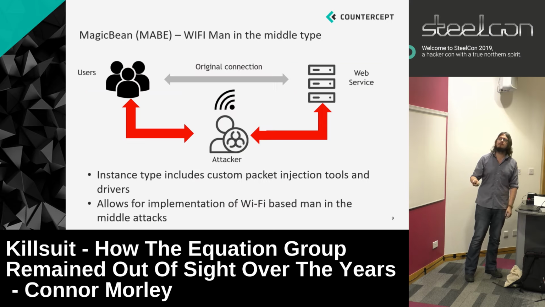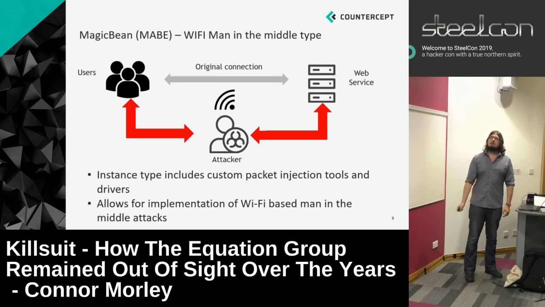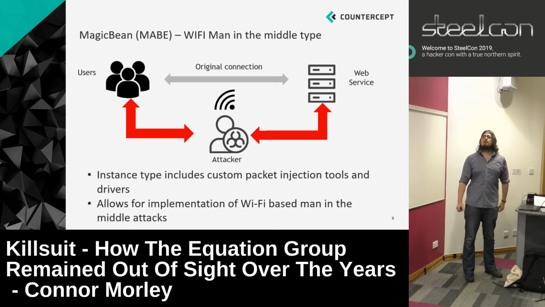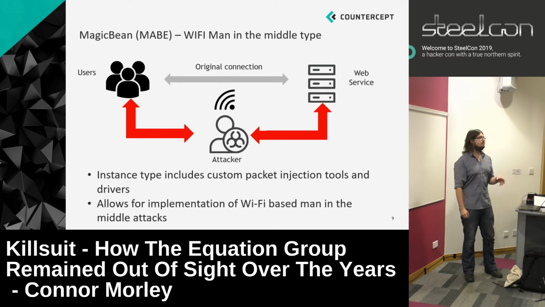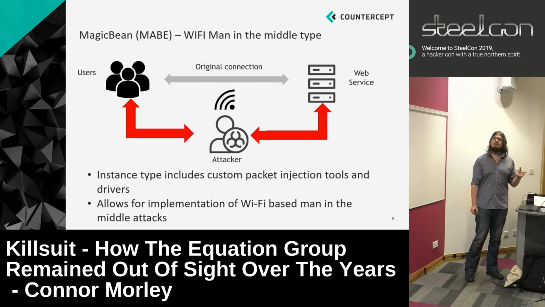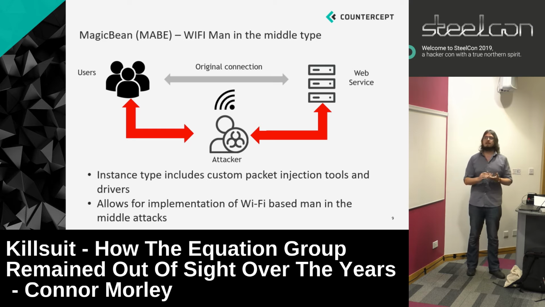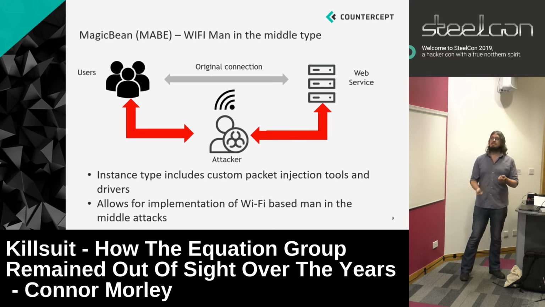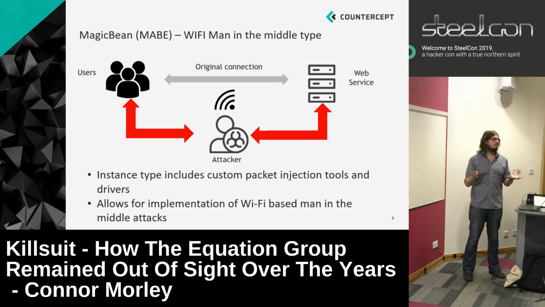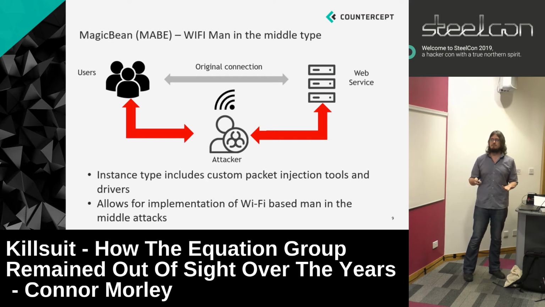So, as we said about Magic Bean: Magic Bean is a Wi-Fi man-in-the-middle instance type. Basically, it allows the infected host to act as a man-in-the-middle operator. The instance type installs the drivers necessary and injection tools to allow for the operation to take place. So an infected host suddenly can redirect traffic, it can inject things, it can capture them as it sees fit, which is quite cool.